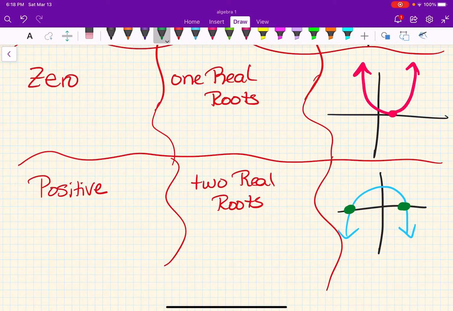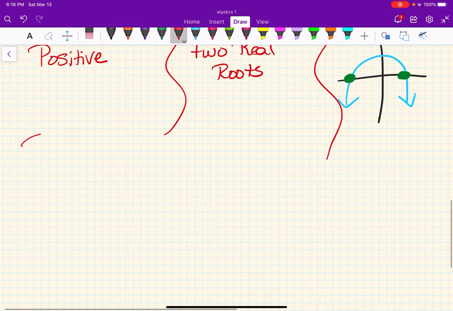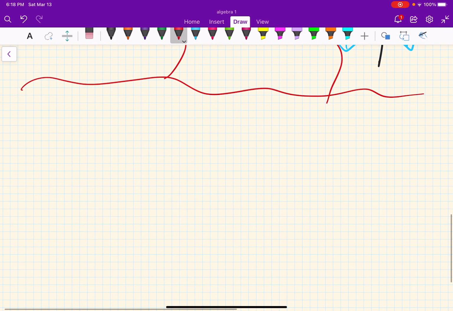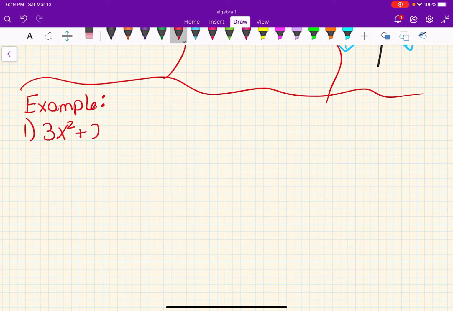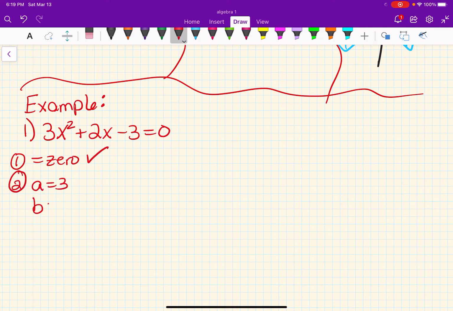All right, I'm only going to do two examples with you for this one. This isn't going to be a very long video because this is substitution and you know how to do this. So let's do our first example. Number 1 is 3x squared plus 2x minus 3. First step, is it equal to 0? Yep, it's already equal to 0, so we can check, done. Second, a is 3, b is 2, c is negative 3. Now we're going to use the formula, b squared minus 4ac.